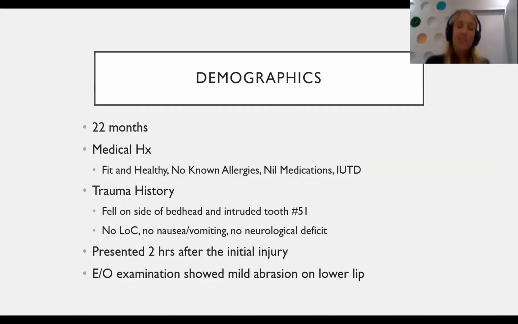So good evening again. I'm going to present another trauma case, but in the primary dentition now. This trauma happened to a 22-month-old fit and healthy boy, and he fell on the side of his bed head and intruded his tooth number 5-1. There's a lot of bleeding and crying, and Mom was quite distressed, but there is no other injury. He did not hit his head. There is no loss of consciousness, no nausea, vomiting, and no neurological deficit. The only extraoral injury noted was a mild abrasion on his lower lip.